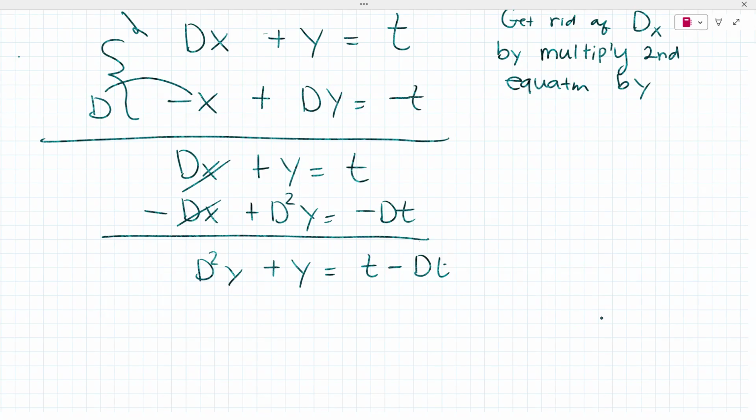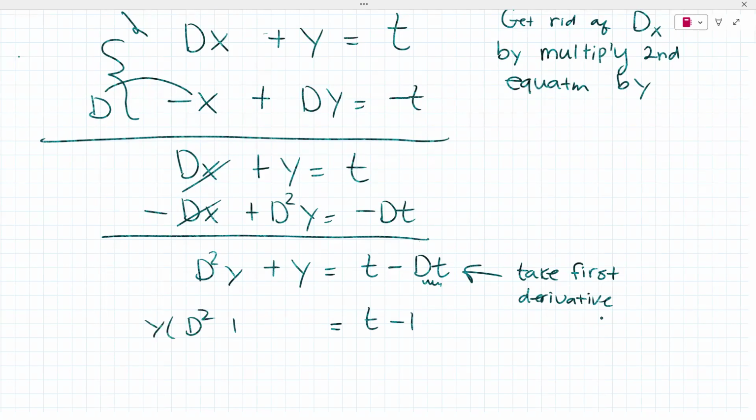And what I would do next is on the t minus dt, I would take the first derivative. So what's the derivative of t minus dt? The derivative of dt is -1, so this is going to be t minus 1. And then over here, d squared y plus y, you can take out a y. That's going to be d squared plus 1.